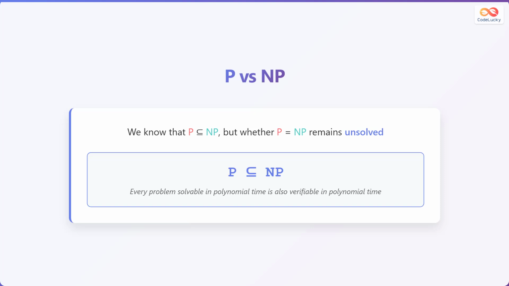There is a formula displayed here. P is a subset of NP. This means that every problem solvable in polynomial time is also verifiable in polynomial time.